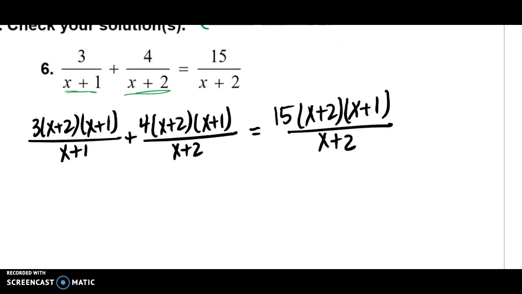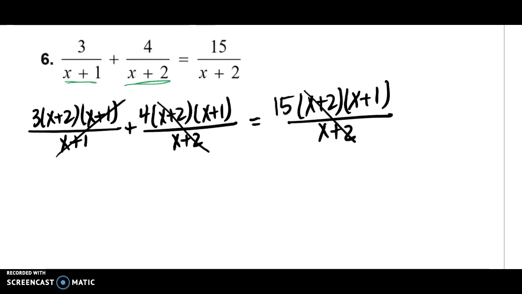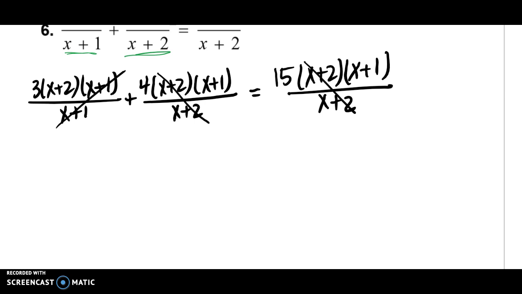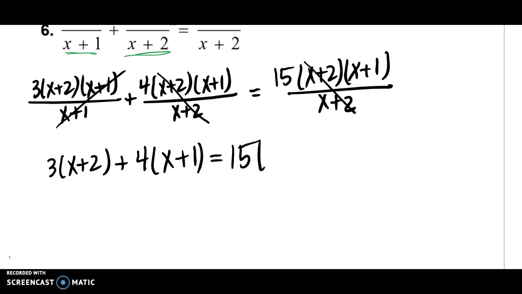We do this because now we can cancel out our denominators with our numerators. So now let's bring down what we have, which is just 3 times x plus 2, and then 4 times x plus 1 equals 15 times x plus 1. Now we're going to distribute.